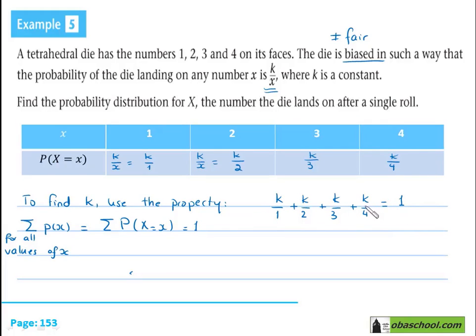Now we have an equation with one unknown, and the common denominator is 12. 12k plus 6k plus 4k plus 3k over 12. All of this is equal to 1. Let's add all the k's. We will have 25k over 12 equals 1. Now we cross multiply. The answer is 12 over 25. So k is 12 over 25. We calculated k by using the property that the summation of all the probabilities for the values of x is equal to 1.